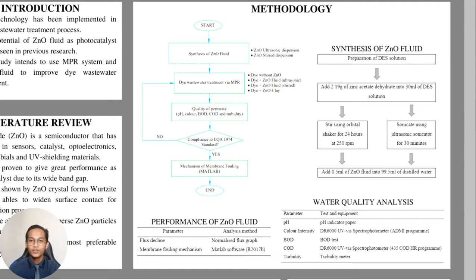Then, UV lamp was turned on for 20 minutes to start photolysis process. Then, the pump was turned on and pressure was set at 6 bar. The permeate sample was flowed for 15 minutes and the permeate sample was collected every 5 minutes for 3 hours. The data obtained was recorded into a table form. A total of 4 different runs were done, which are dye wastewater without ZnO fluid, with ZnO fluid ultrasonic, with ZnO fluid stirred, and with ZnO clay.